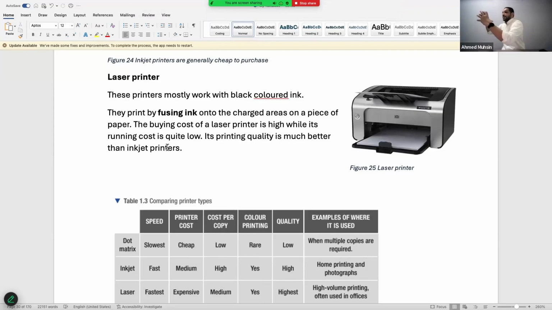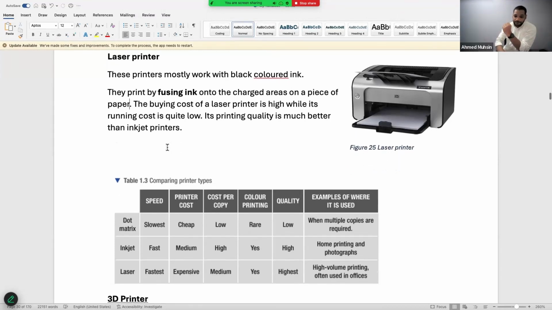Laser printers, guys, with a single toner. What did we use in inkjet printers? Cartridges. In inkjet printers, we said cartridges. In a laser printer, we have toners. Okay, now guys, can you guys read this?